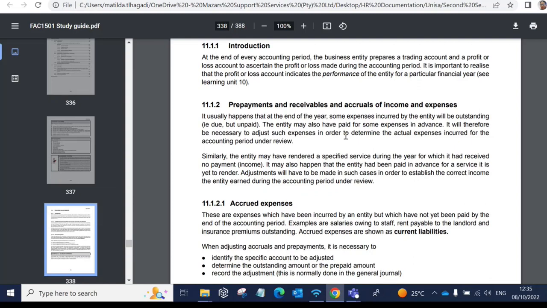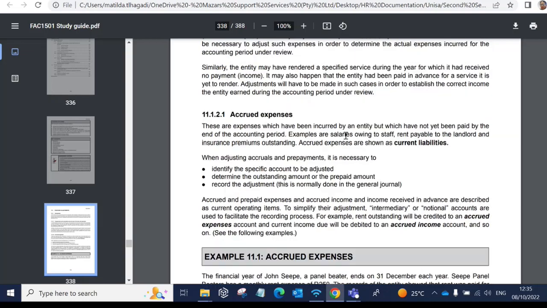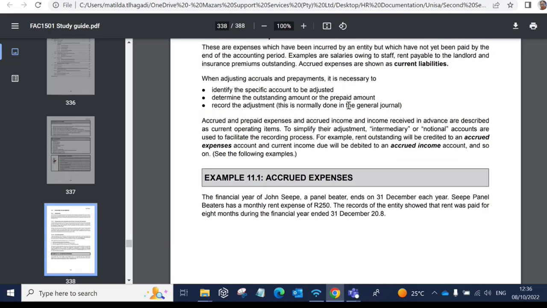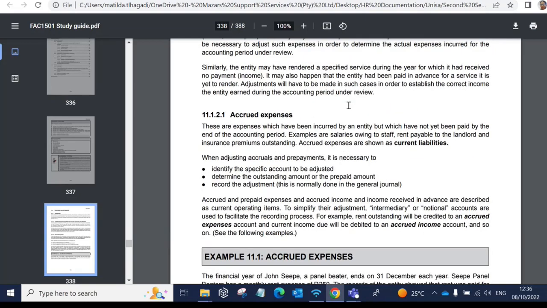So basically prepayments and receivables, accruals of income and expenses, accrued expenses. I want us to look at example 11.1. So basically this is accrued expenses. What are accrued expenses? These are expenses which have been incurred by the entity but which have not yet been paid by the end of the accounting period. Examples are salaries owing to staff, rent payable, insurance premium. Accrued expenses are shown as current liabilities.